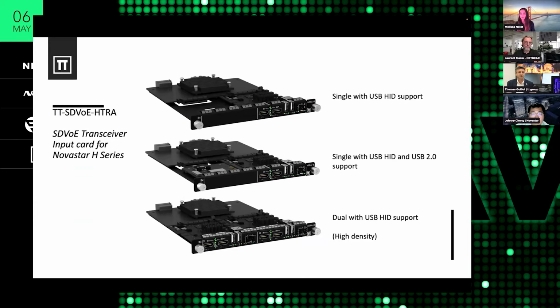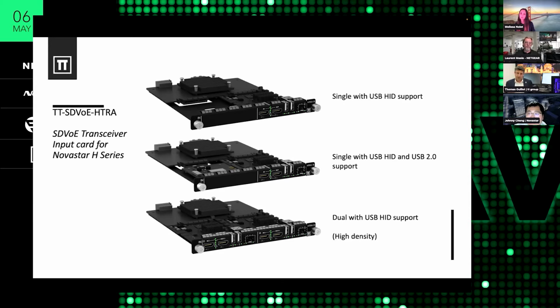So it's always 4K 60 Hertz, by the way, and with USB HID support. The second version is a single HDMI in and out with USB HID and USB 2.0 support. And the third one is a dual. So you have two transceivers, so you have 2 HDMI in and out and 2 USB HID support.